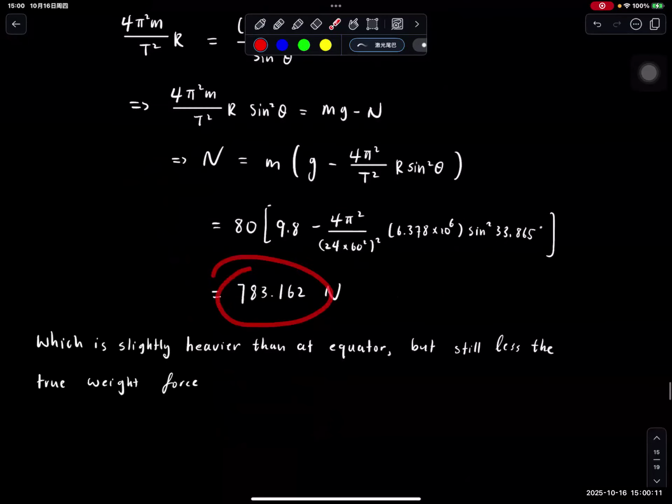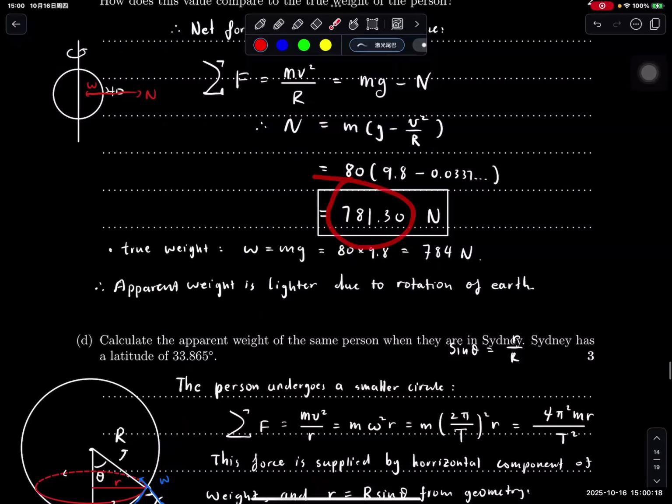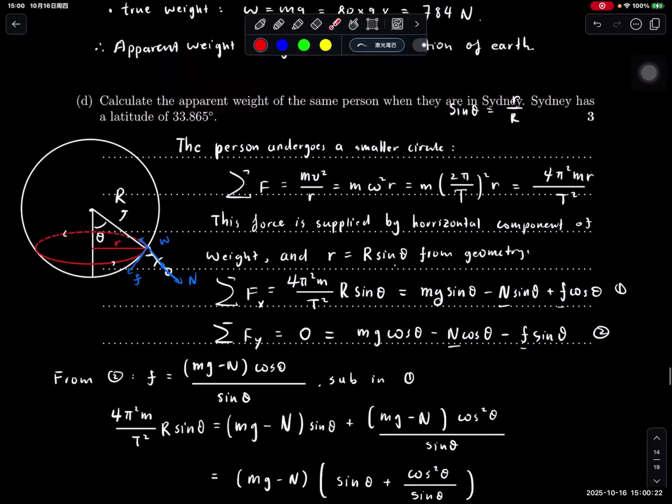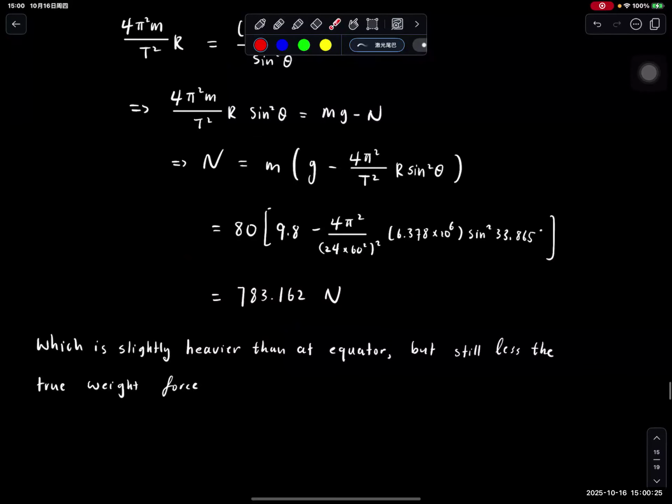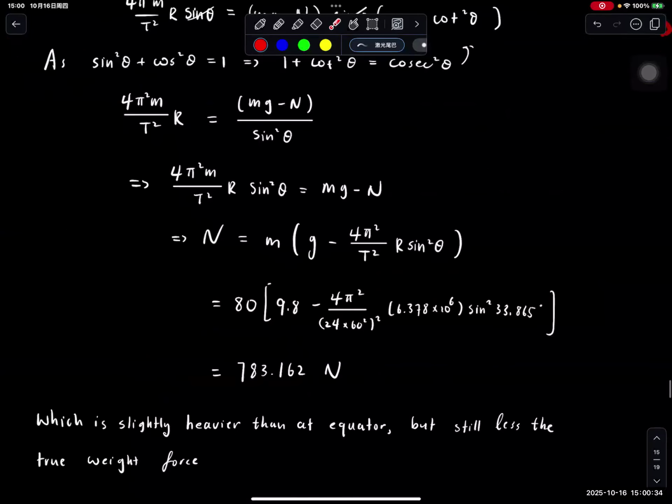This value is slightly heavier than at the equator, because we're doing a smaller circle as well. But it's still less than the true weight force. The true weight force was like this. So if you're on Earth and not at the poles, you will get a smaller apparent weight, a very small amount of change, but still about 3 newtons off.